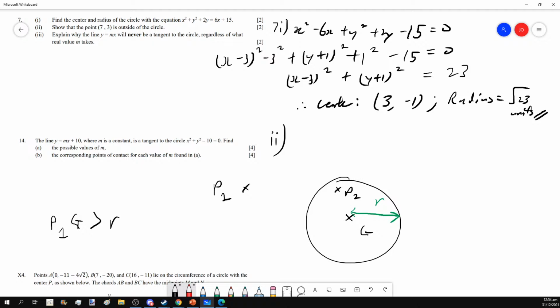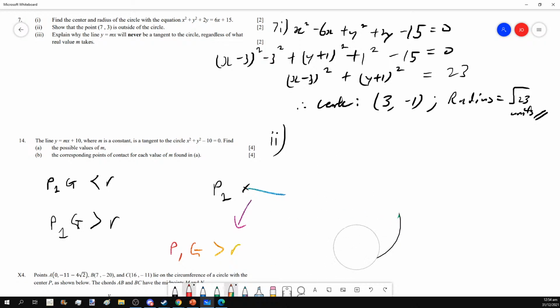Similarly, if I have a point inside the circle, P2, then the distance between this particular point and the center, which is P2G, will be lesser than the radius R. So over here, we have P2G, which is lesser than R, and over there, we have P1G, which is greater than R. Therefore, if you want to determine if someone is inside or outside the circle, it suffices to simply compare it to the radius of the circle.